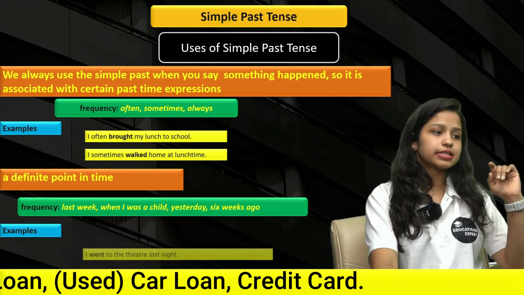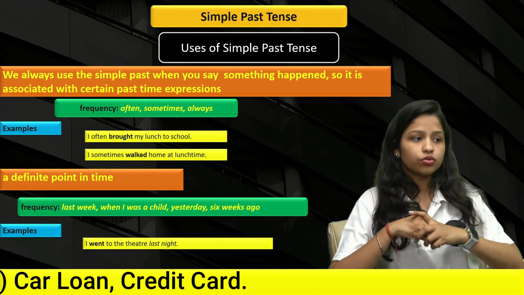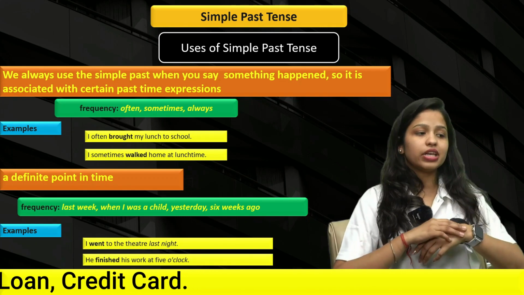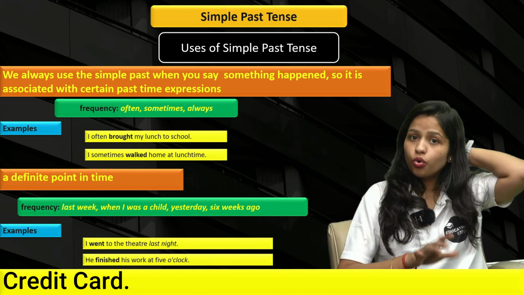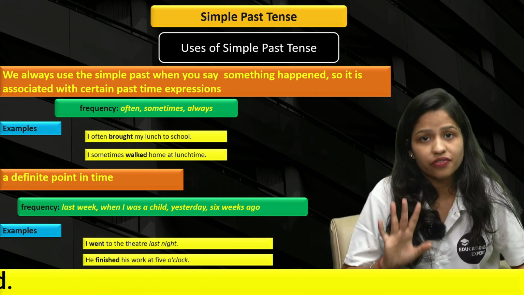Let's see some examples of it. I went to the theater last night. He finished his work at 5 o'clock. 5 o'clock, again, a definite point of time.